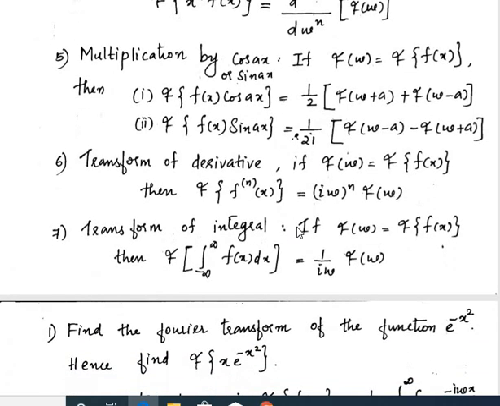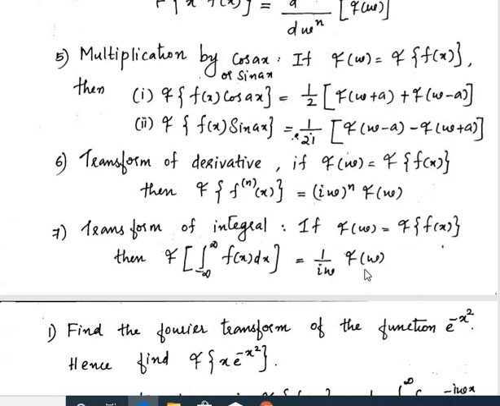The sixth one is transform of derivative. That is, if we know the Fourier transform of a given function, the Fourier transform of f dash x, we can generalize it as the Fourier transform of f n dash x is equal to i omega raised to n F of omega. That is, if we know the Fourier transform, then any derivative can be obtained by using this formula, i omega raised to n F of omega. Now transform of integral: if we know the Fourier transform of a given function, then the Fourier transform of its integral is given by 1 by i omega into F of omega.